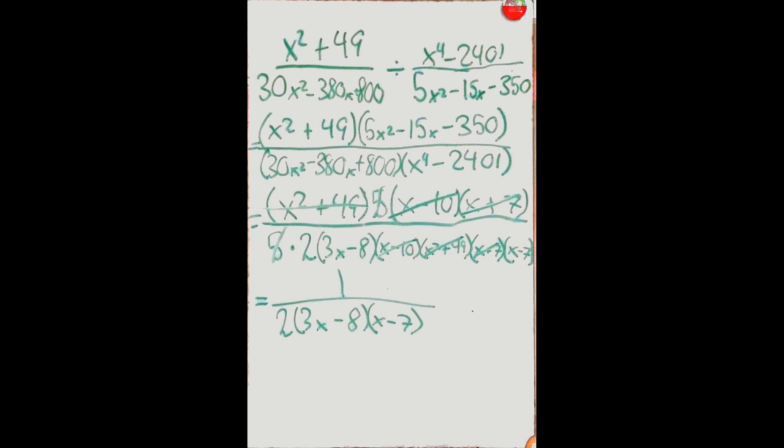Okay, now that we have solved that one, we can put it in the next parenthesis. As you can see, there it is: 5 times x minus 10 times x plus 7. Okay, and the other one is there. Now let's go to the lower part, the denominator. In the denominator, the first one is 30x squared minus 380x plus 800. Now let's see how to solve this one.